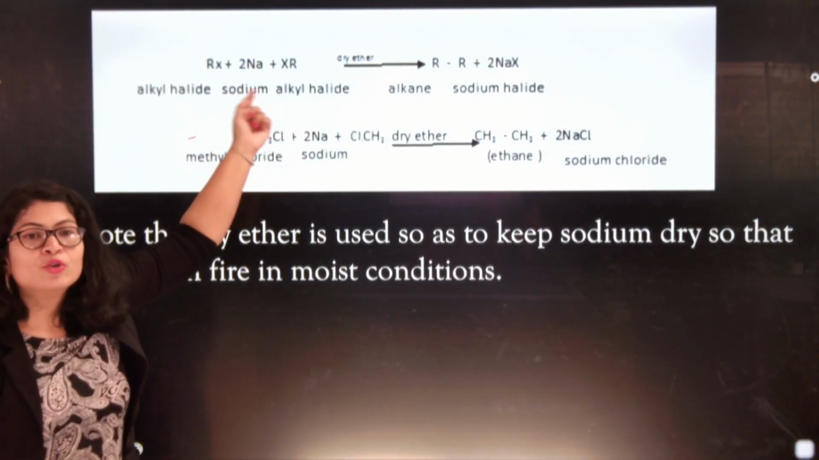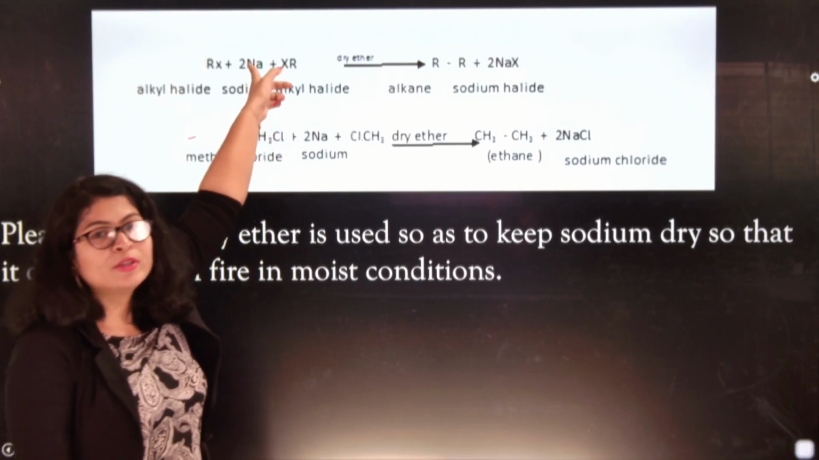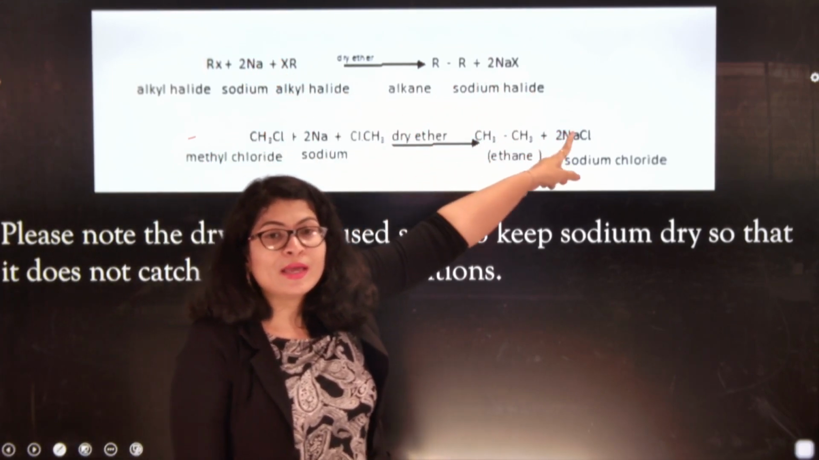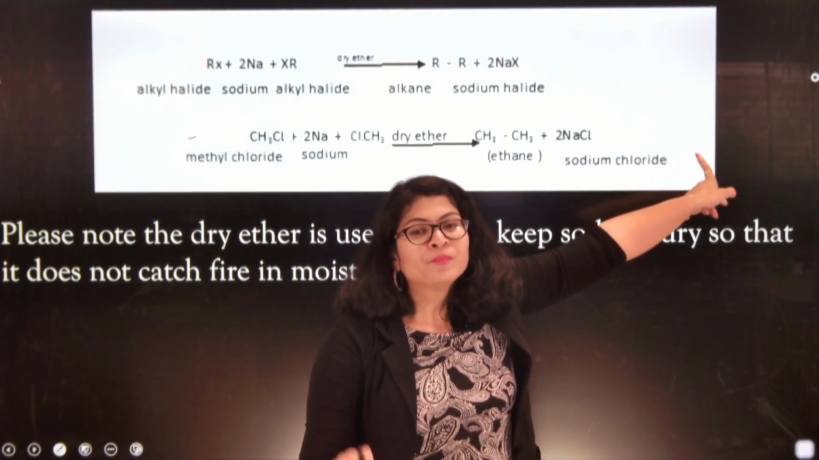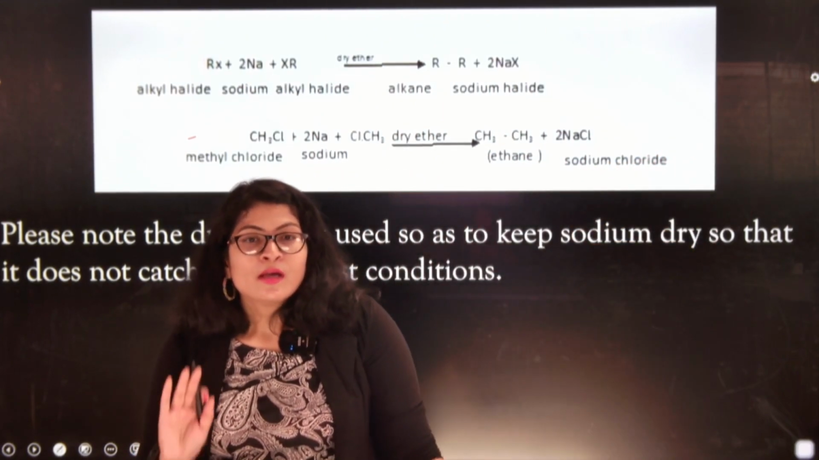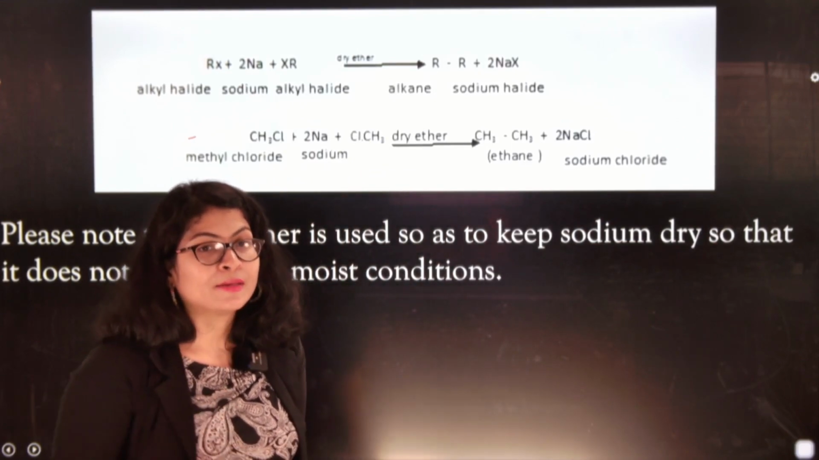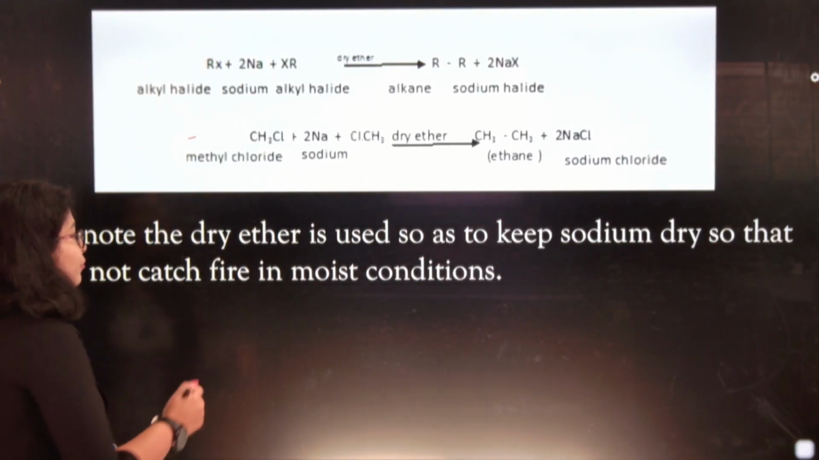Two molecules of alkyl halide react with 2 molecules of sodium, and there is liberation of 2 NaX. X may be any halogen: chlorine, bromine or iodine. After the liberation of that halogen, we get 2 moles of alkane. Here, what is the use of dry ether?